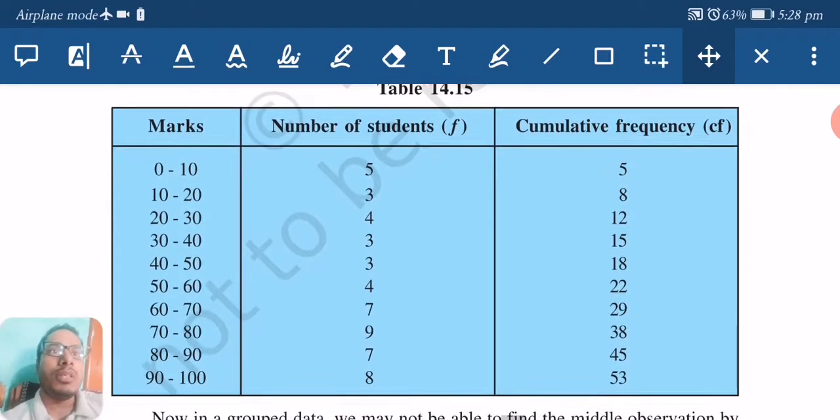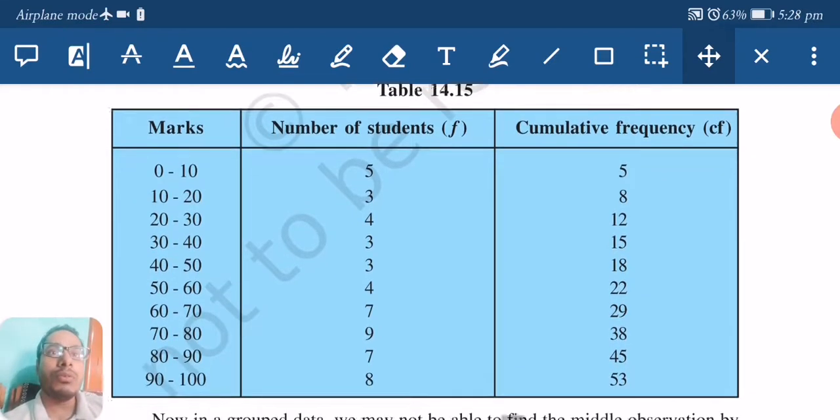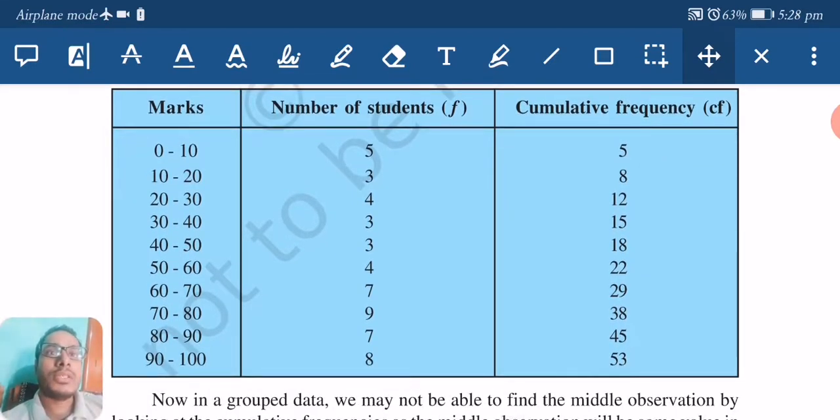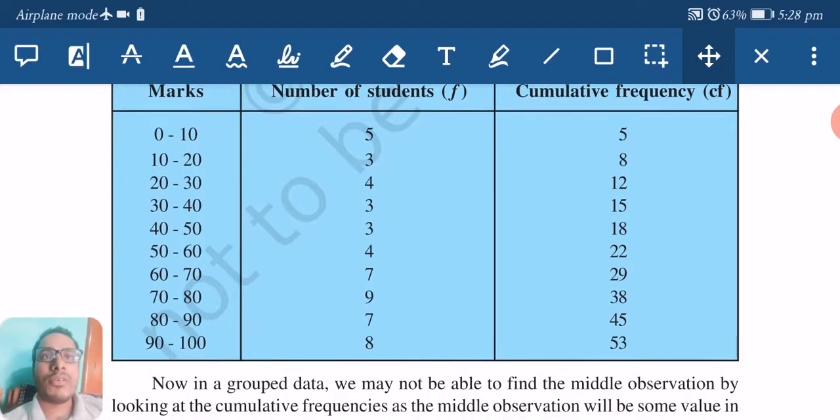If you see the previous table which we have seen there, table number 14.12, we had 0 to 10, 5, 3. The same thing is here also. If you see here, the cumulative frequency, what you get from there. So what the two tables state here is, you can create a more than type graph or less than type graphs. That is called as ogive curves. So you can create by looking at the questions.